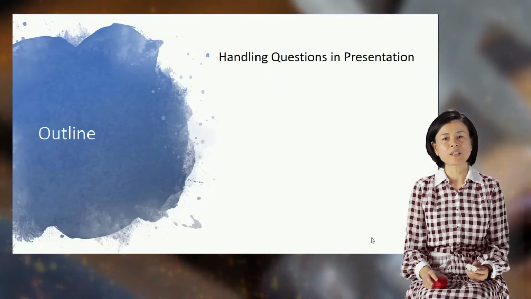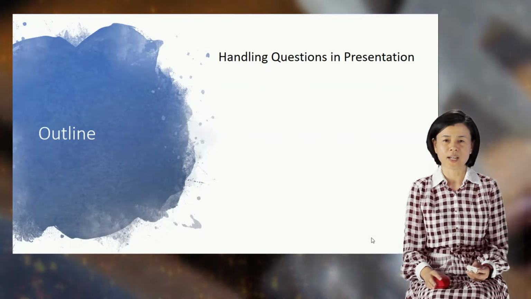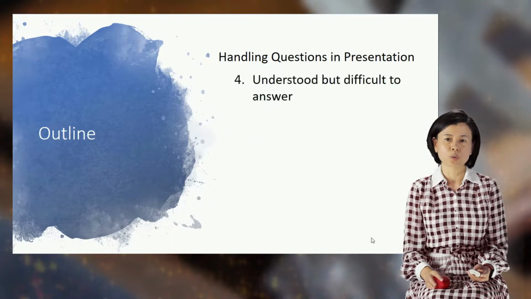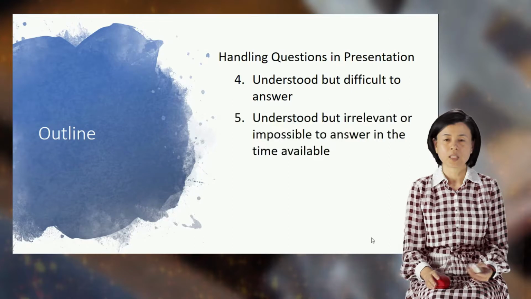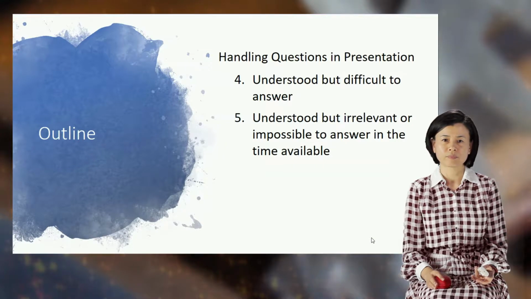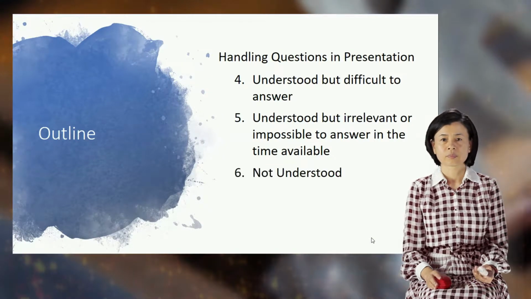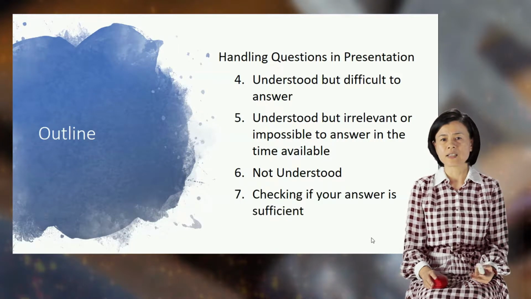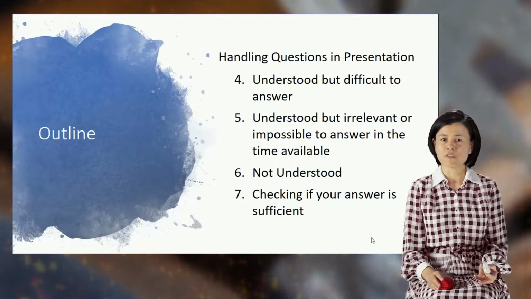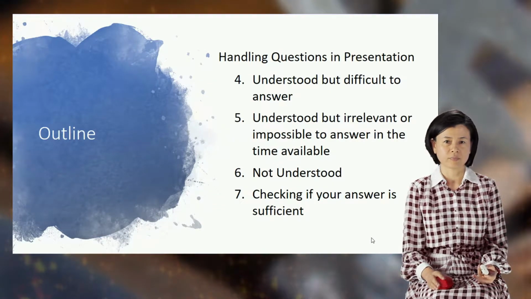First, I will divide the questions into three kinds. Understood but difficult to answer. Understood but irrelevant or impossible to answer in the time available. We do not understand the question. Then finally, after answering the question, we can check if our answer is sufficient for the audience.